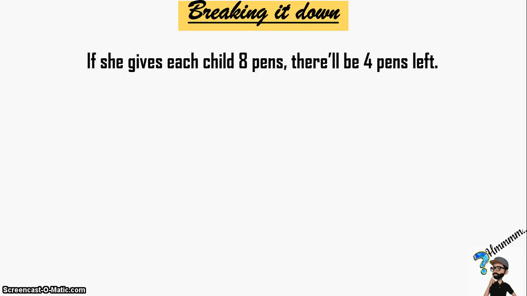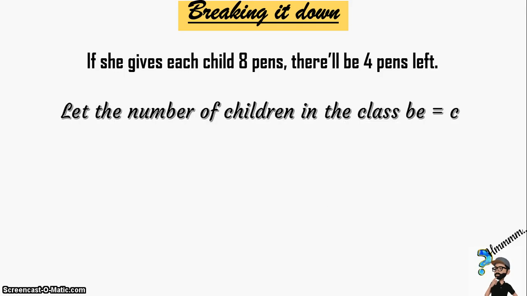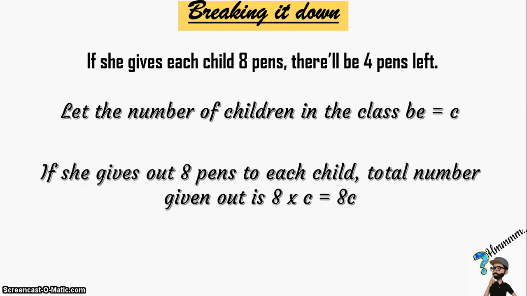If she gives each child 8 pens, there'll be 4 pens left. What does that mean? We don't know the number of children again. So as usual, as before, we would say let the number of children be C. So if she gives 8 pens to each child, it means the total pens given out to the number of children in the class is 8 times C, which is 8C. Now you may want to look up. Please look at the question closely. If she gives each child 8 pens, there will be 4 pens left. What does that mean? That means if she gives out 8 pens, she will have an extra of 4 left. Okay?